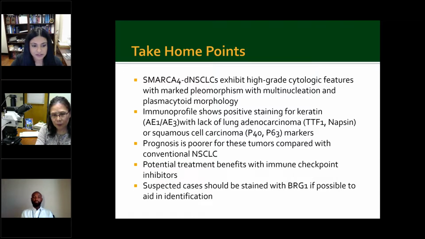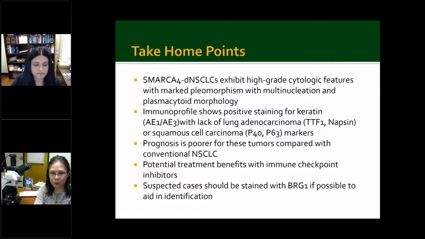So as a pathologist, if you are suspecting this type of tumor, this deficiency, based on the cytomorphology, you can do a BRG1 stain if it's available at your institution, to aid in the identification. And as Dr. Lin mentioned, of course, NGS testing may pick it up as well. But the nice thing about the immunostain is it's a much quicker turnaround time, so that's something that would be clinically useful right away.